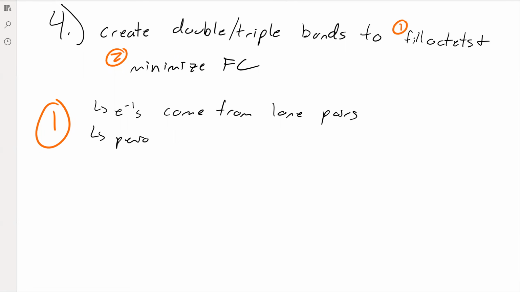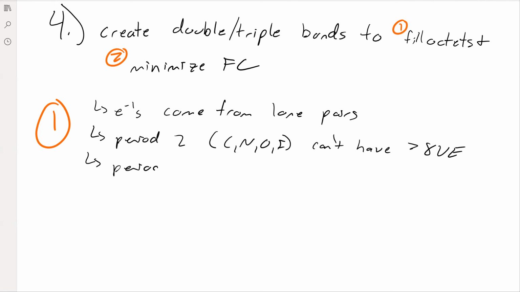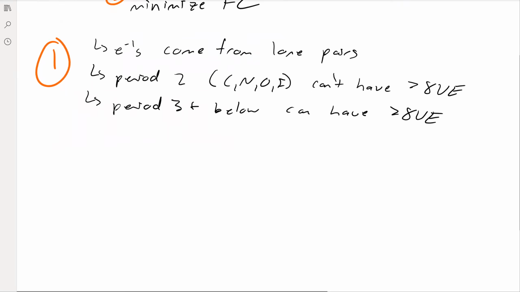Remember that period 2 elements, so our carbon, nitrogen, oxygen, and fluorine, can't have greater than 8 valence electrons, no matter how much it would help you to minimize formal charge. Everything else, though, can. So period 3 and below can have more than 8 valence electrons. So if we need more than 8 valence electrons in order to minimize formal charge, that's totally fine.